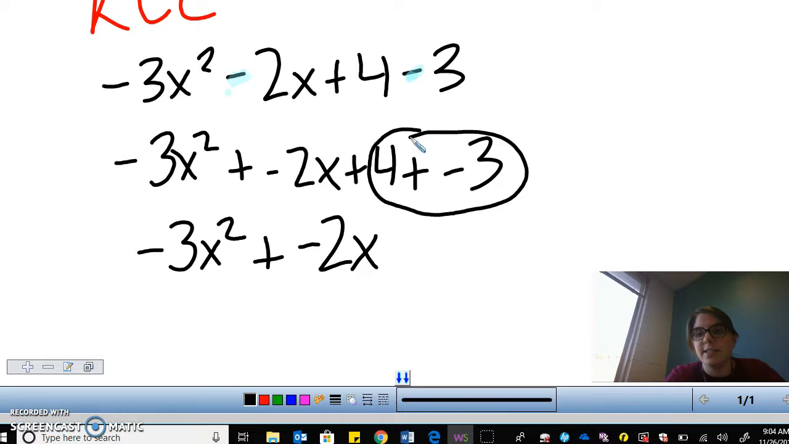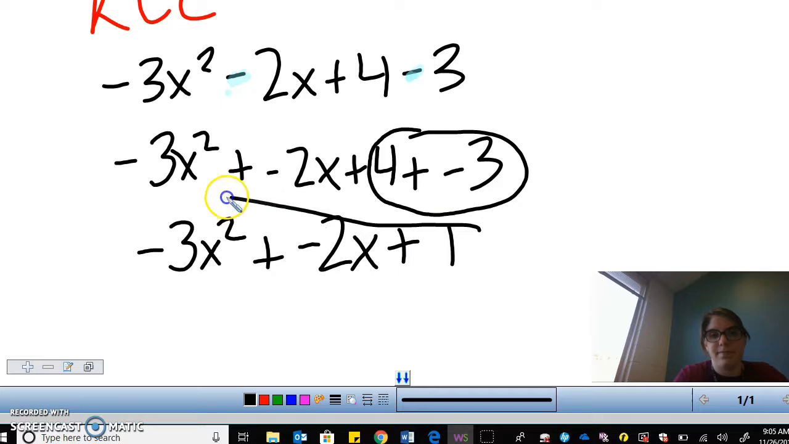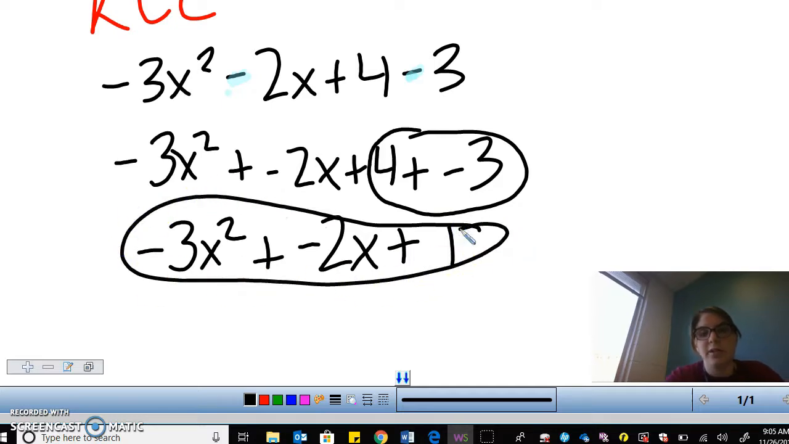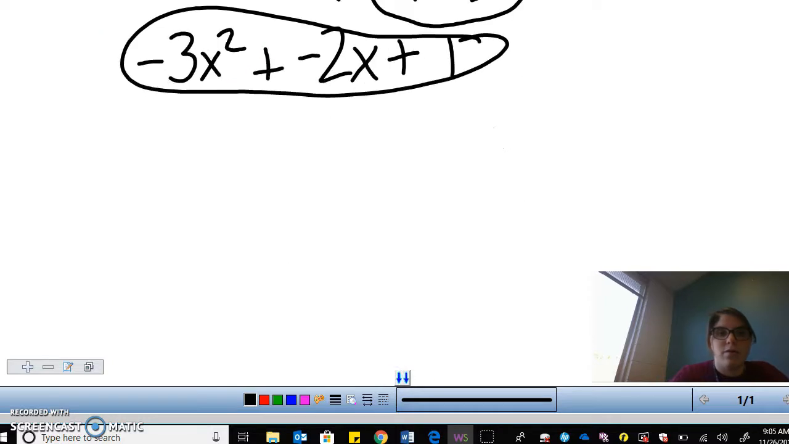Okay, let me use my rules for adding. So same signs, add and keep, different signs, subtract. They want a positive number and a negative number, so I'm going to subtract. So 4 minus 3 I know is 1. And I know it's going to be positive because my bigger number is positive. So after I simplify, it should be like that. Right? We'll say that was example 1.